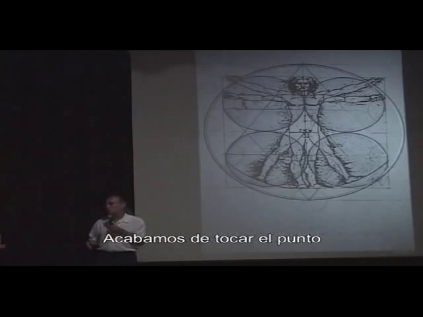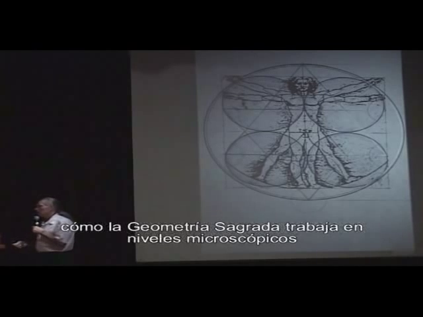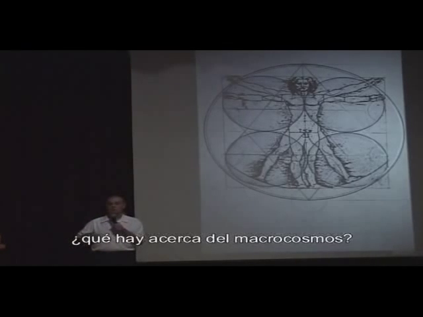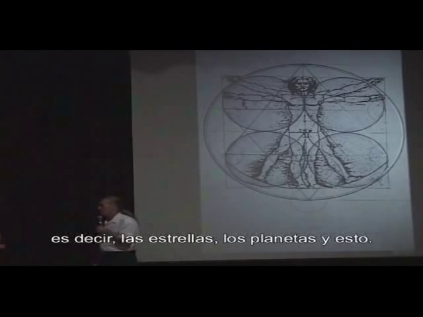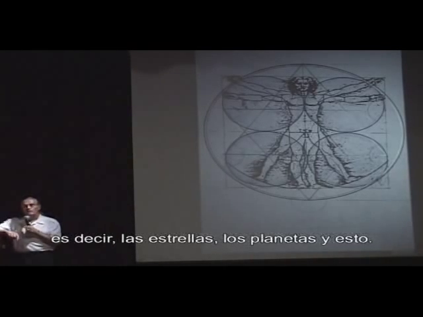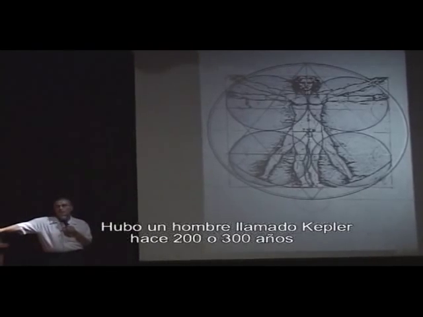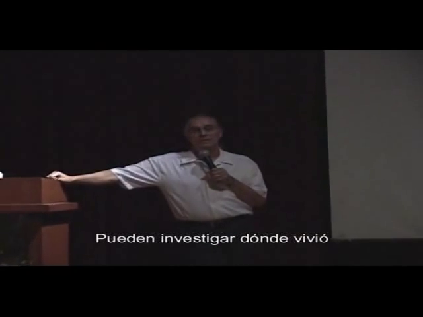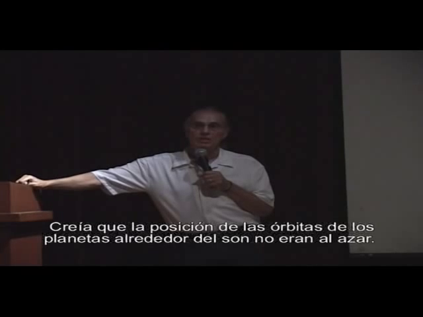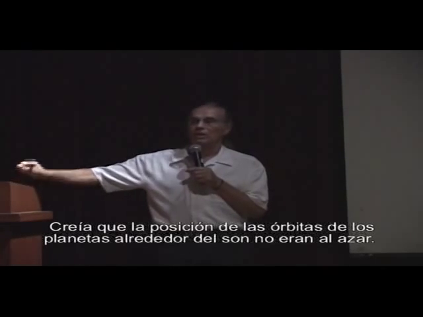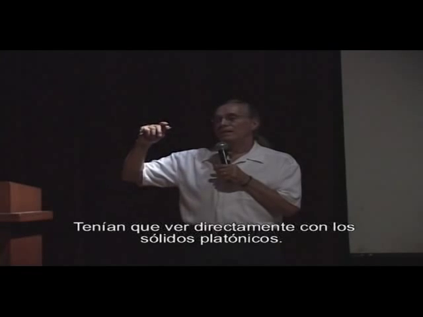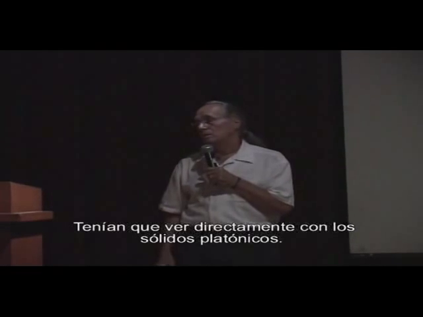So we just touched upon how sacred geometry works on microscopic levels. What about the macrocosm instead of the microcosm? Let's look up into the macrocosm of the stars and the planets and these kinds of things. There was a man named Kepler, and I can't remember when he lived. I think it was 200 or 300 years ago, but I don't actually remember. But you can look it up. And he believed that the positioning of the orbits of our planets in our solar system were not at random, that from everything that he had studied, they had to be directly connected to the 5 Platonic solids.